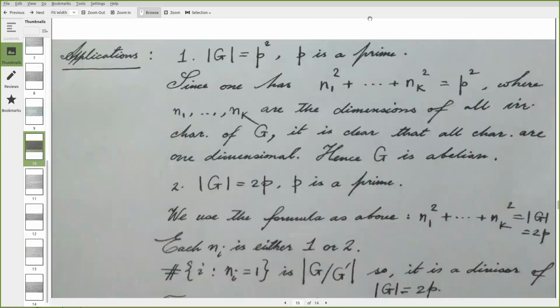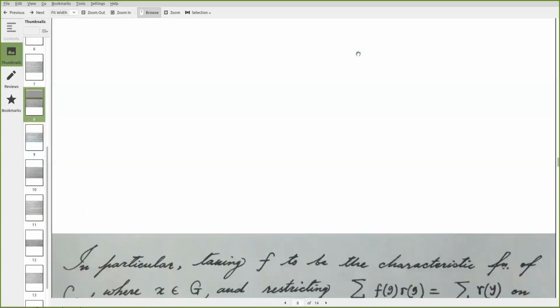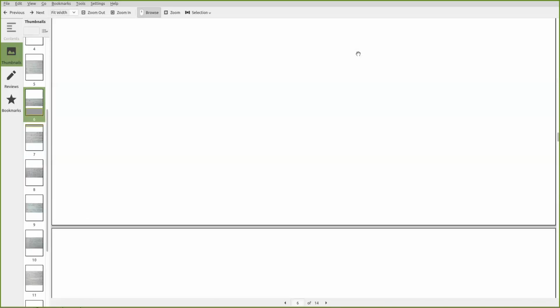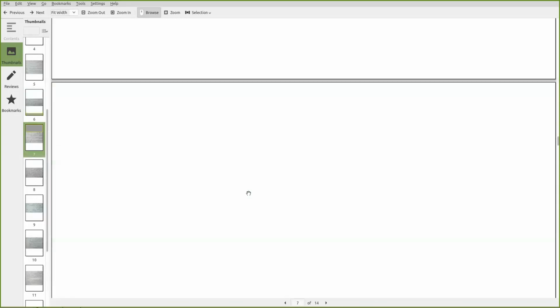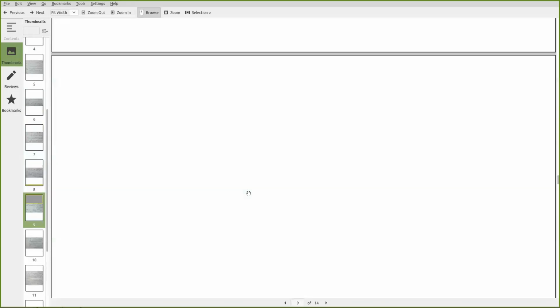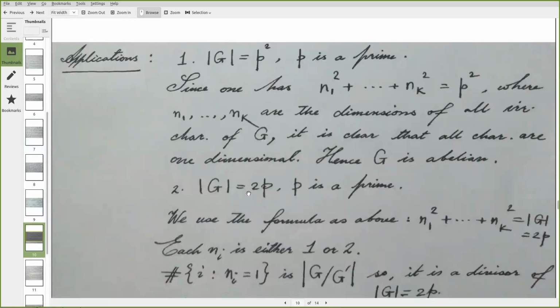All right, so we will now discuss some applications of the dimension theorem. Recall that we have proved the dimension theorem in the last video. The statement is: for any irreducible character of a finite group G, the dimension of the character has to be a divisor of the order of the group. Okay, so we will see some interesting applications of this.